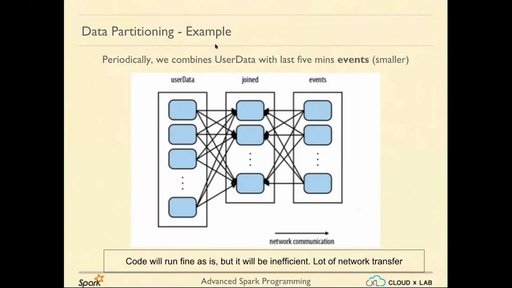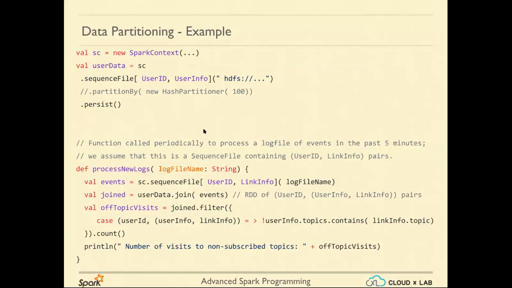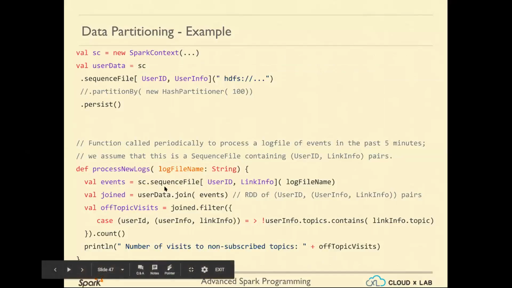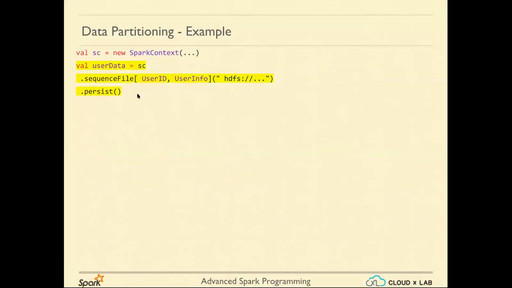So last time this is what we discussed: when we are joining two data sets, say user data and events, there will be a lot of shuffling, right? So instead of a lot of shuffling, what we can do is partition the data.